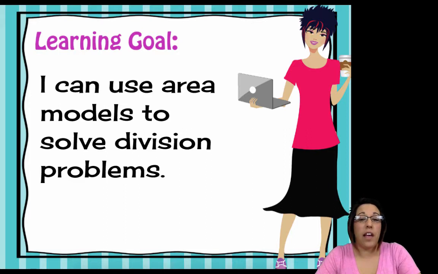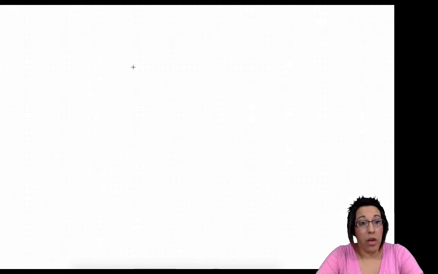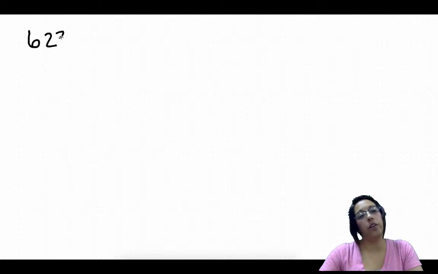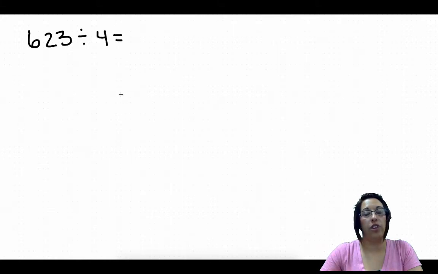Our learning goal is I can use area models to solve division problems. Now we've been working with area models to solve multiplication problems, but now we want to switch those around and use them to solve some division problems. So let's start with 623 divided by 4. Okay, in our first example, we use 623 divided by 4 as our equation.